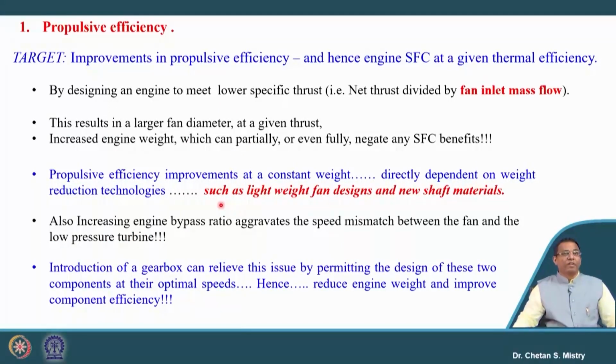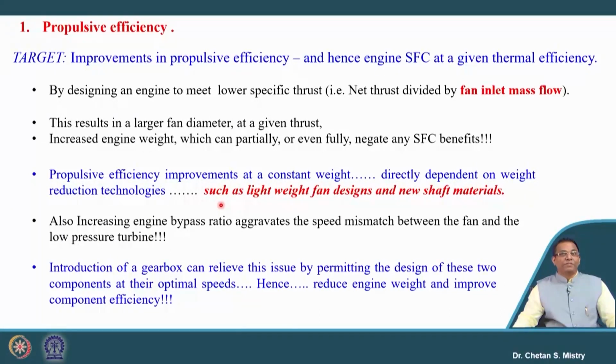Very first, we will be taking propulsive efficiency, for which our target is to improve the propulsive efficiency and hence engine specific fuel consumption for given thermal efficiency. Suppose I target to improve the propulsive efficiency. This can be addressed by designing the engine to meet low specific thrust.